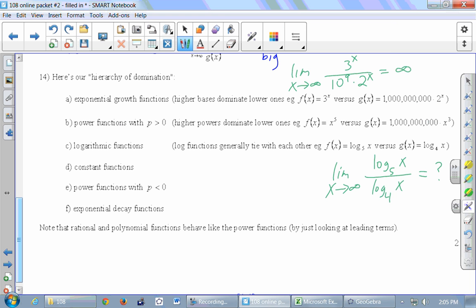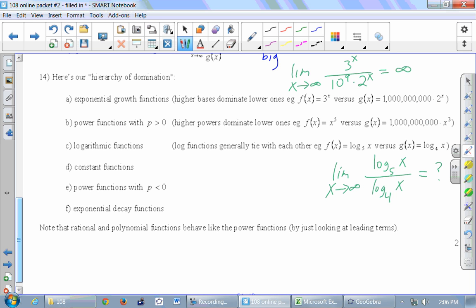Okay, part D. Next ones are constant functions. They're not very strong. And then you have power functions where p is less than 0, like x to the negative 2. And then finally, an exponential decay function contrasted with the exponential growth function we saw up above. And then there's a note, rational and polynomial functions behave like the power functions by just looking at leading terms.